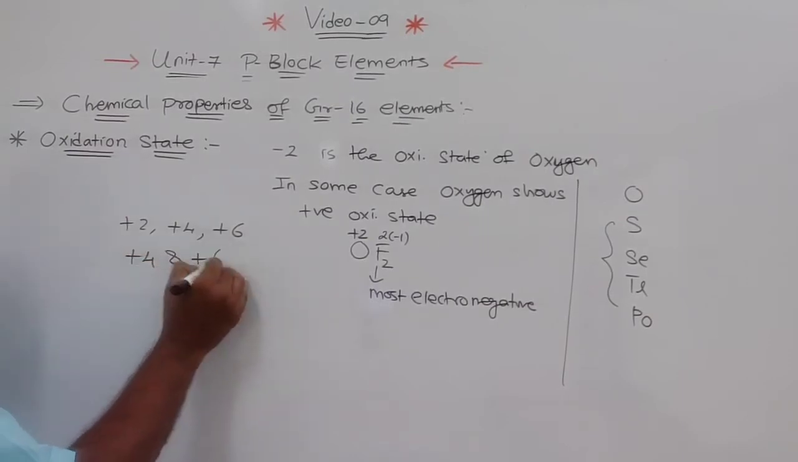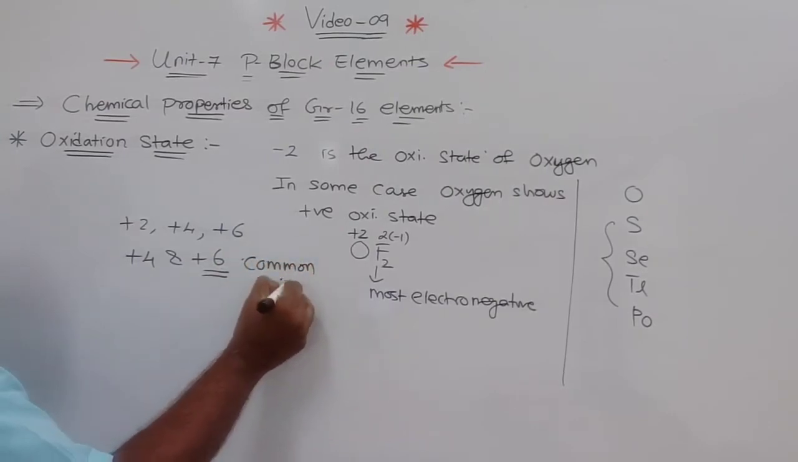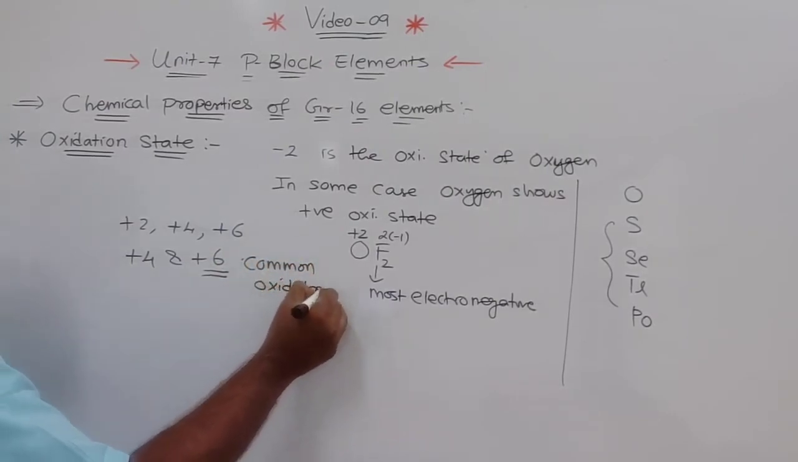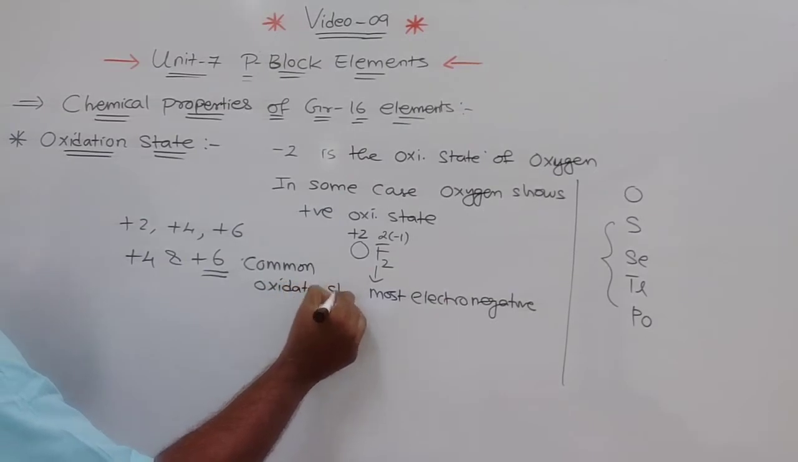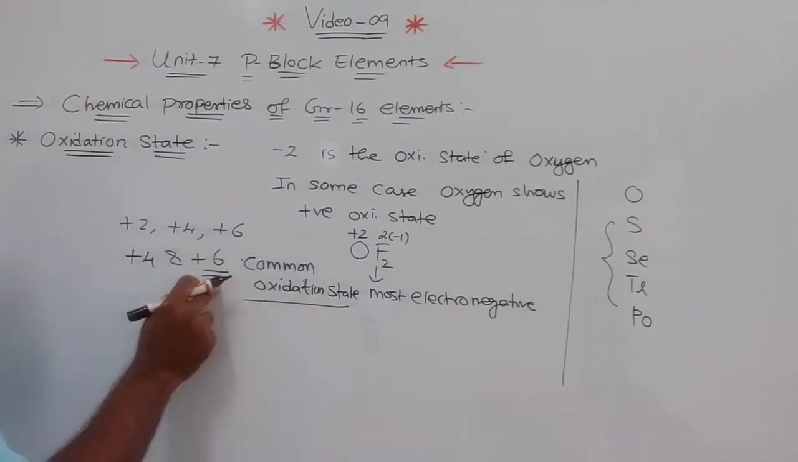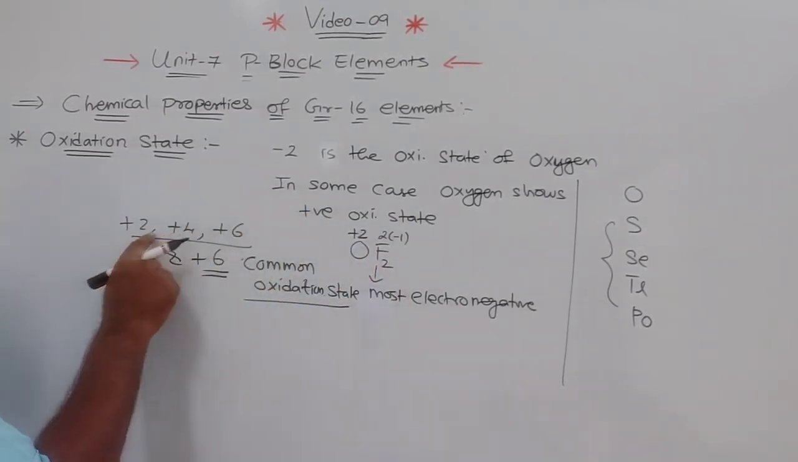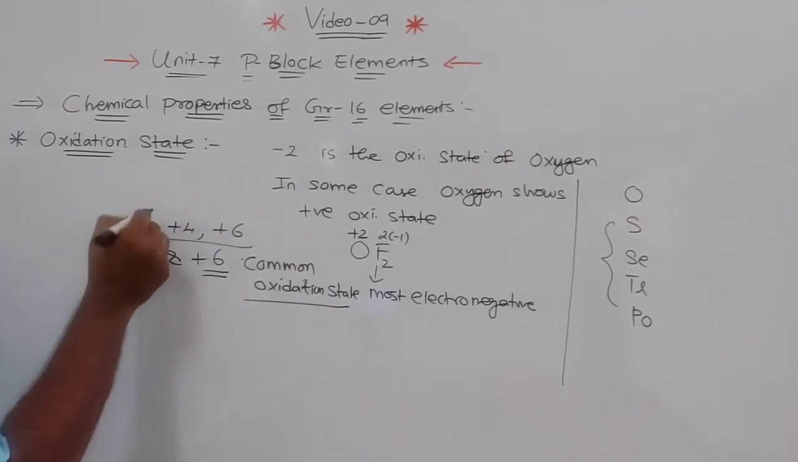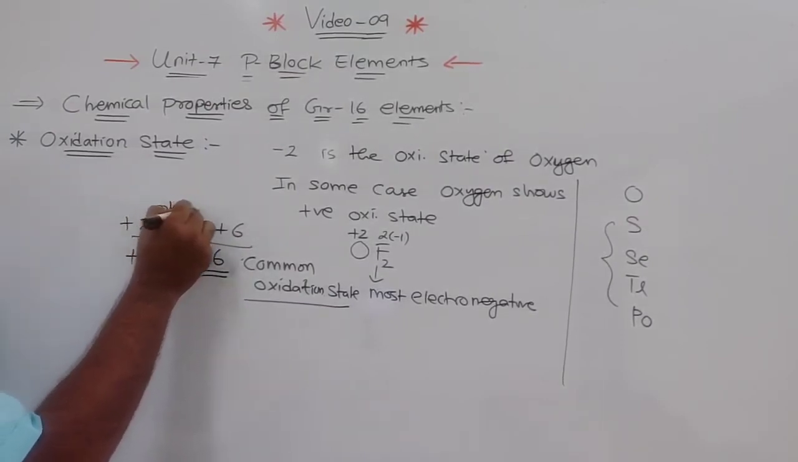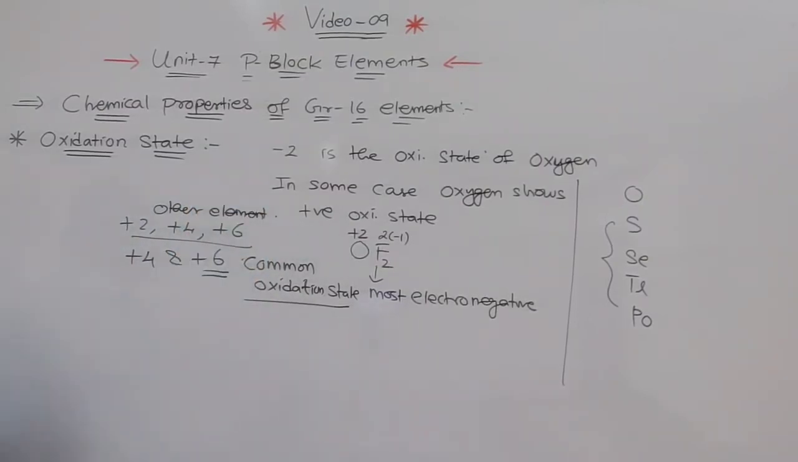and +6 are the common oxidation states. Remember this: the common oxidation states are +4 and +6. Generally the other elements, except oxygen, show +2, +4 and +6 oxidation states. So this was all about the oxidation state.